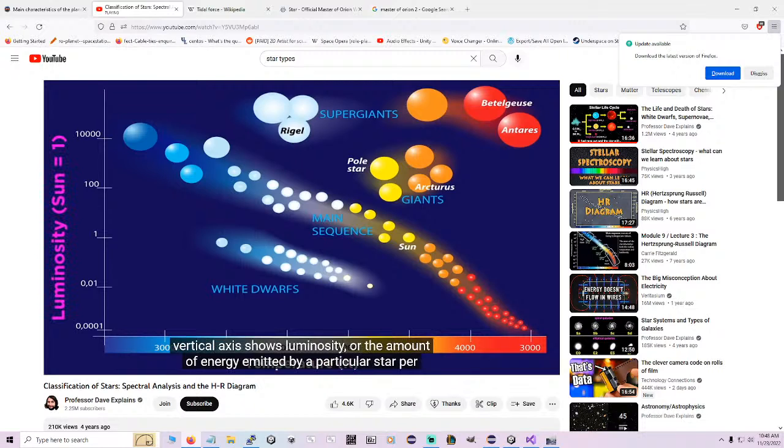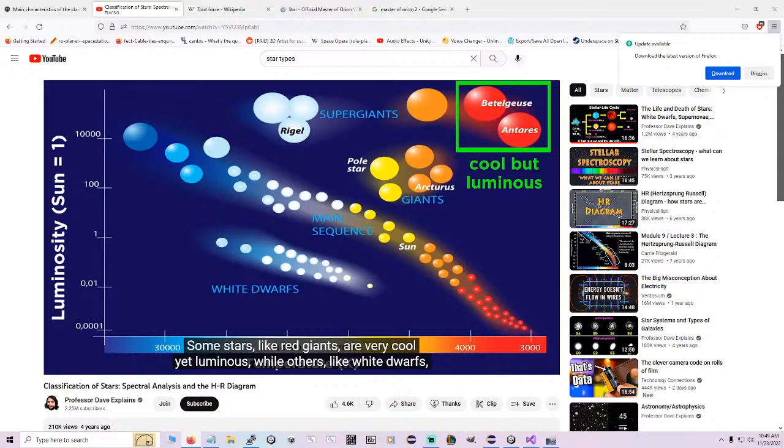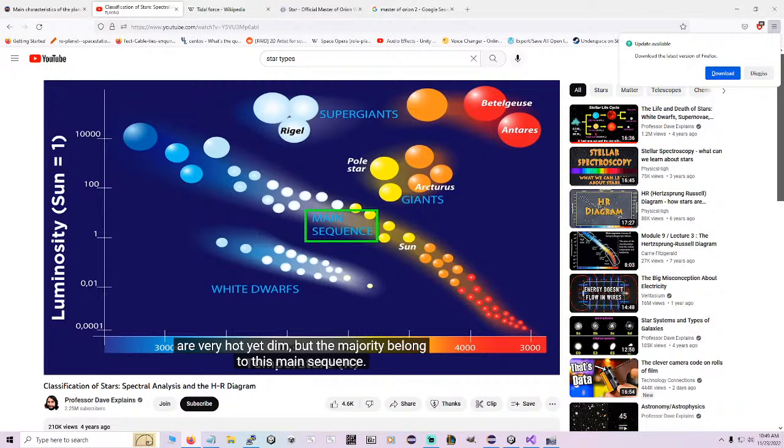The diagram shows temperature decreasing to the right. The vertical axis shows luminosity, or the amount of energy emitted by a particular star per unit time, increasing going up. We can see that the majority of stars fall on a continuous curve, which we call main sequence stars. So 90% of all stars follow this trend, including our own sun, which is part of this yellow region here. Some stars, like red giants, are very cool yet luminous, while others, like white dwarfs, are very hot yet dim. But the majority belong to this main sequence.